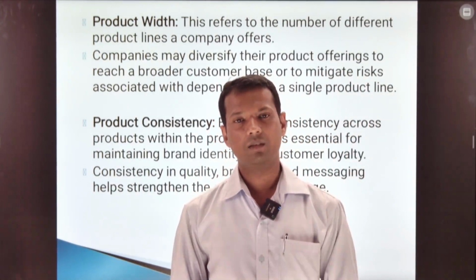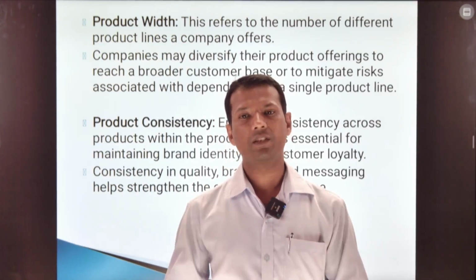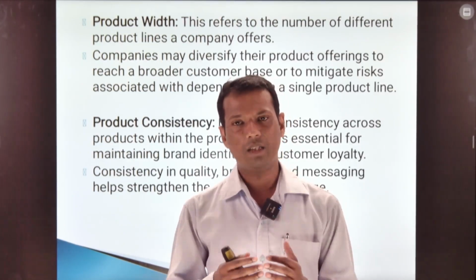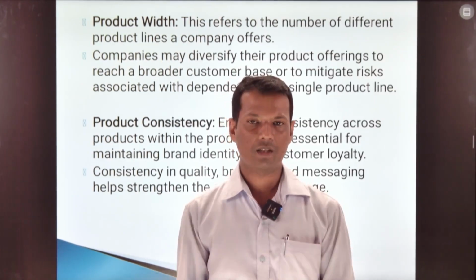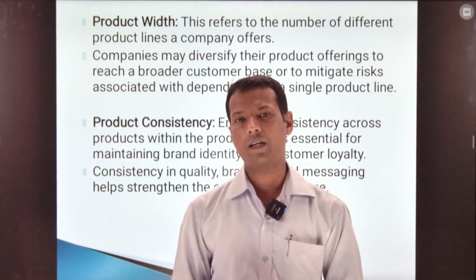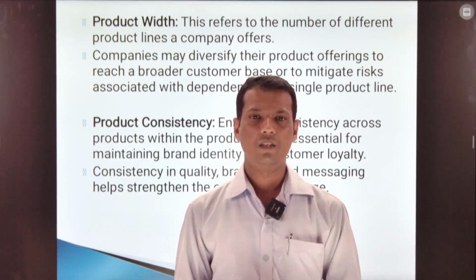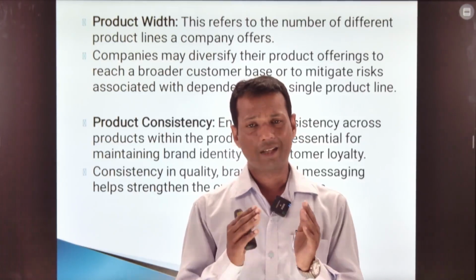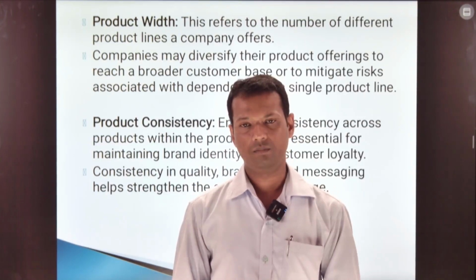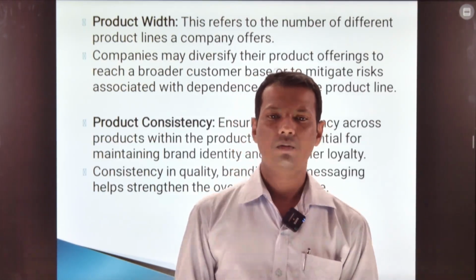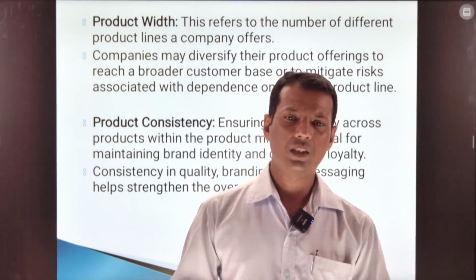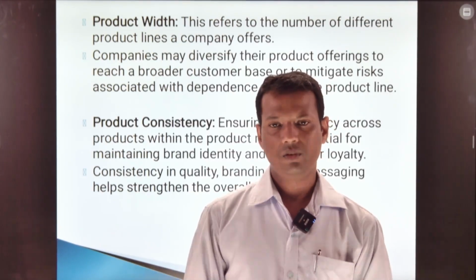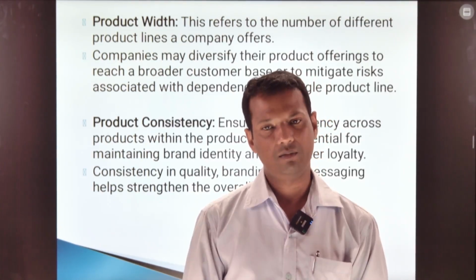Product width means different kinds of product lines. In the product line, we have seen a single product line, but product width means there are different kinds of product lines a company offers. So what happens? The companies may diversify their products to reach the maximum customer base, or you can say to minimize the risk.